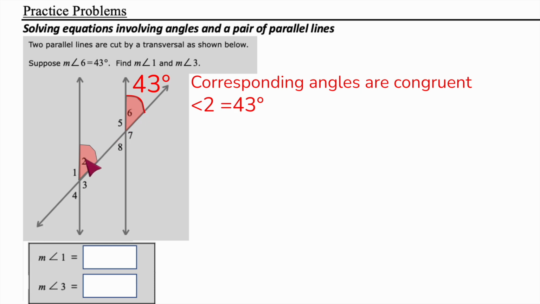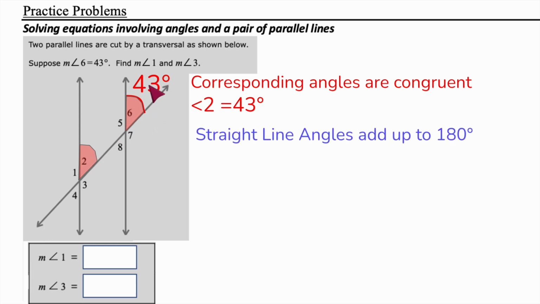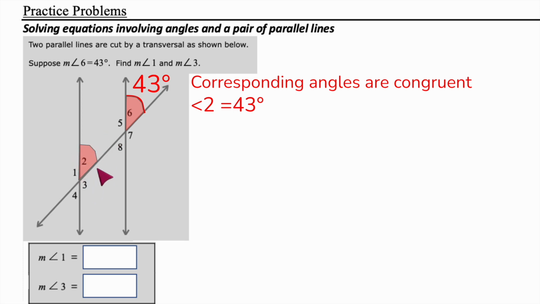So angle 6 and angle 2 are corresponding angles. They are congruent. They're both 43 degrees. So now that I have this 43 degrees down near the 1 or near the 3, I need to figure out how do I use that to find out either 1 or 3.